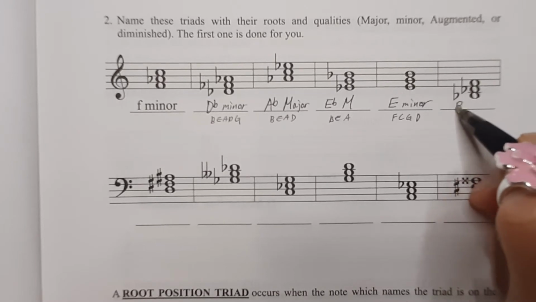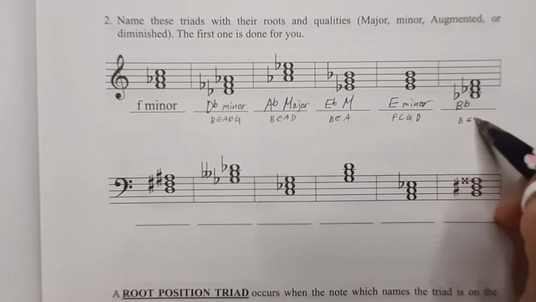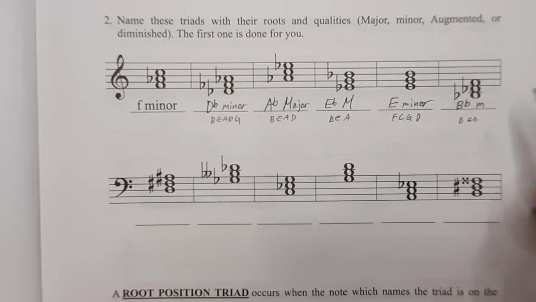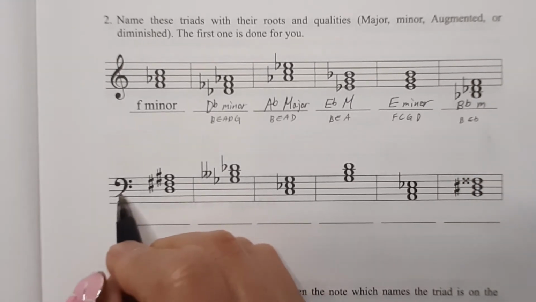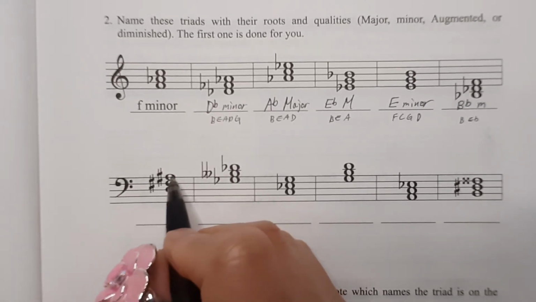Now B flat something. In the key of B flat major, you have B flat and E flat, right? Do you see D natural? No, it's a D flat. It's lower, so it's a minor. Okay, let's do this now. In the bass clef, you have a D, F sharp, and A sharp. B, F sharp, and A sharp.